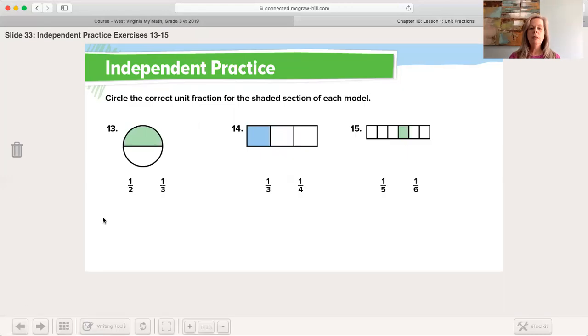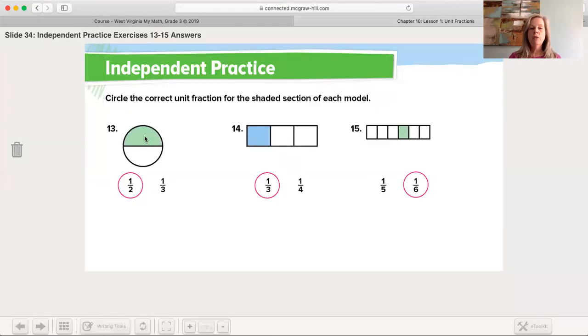13, 14, 15, do those on your own. You can look at the screen, choose your answer, write your answer on your paper, and then we'll check to see if you're right. Remember, unit fraction is one part of the whole. Again, if you needed extended time, you can pause the video and come back. Just pause and then unpause when you're ready.